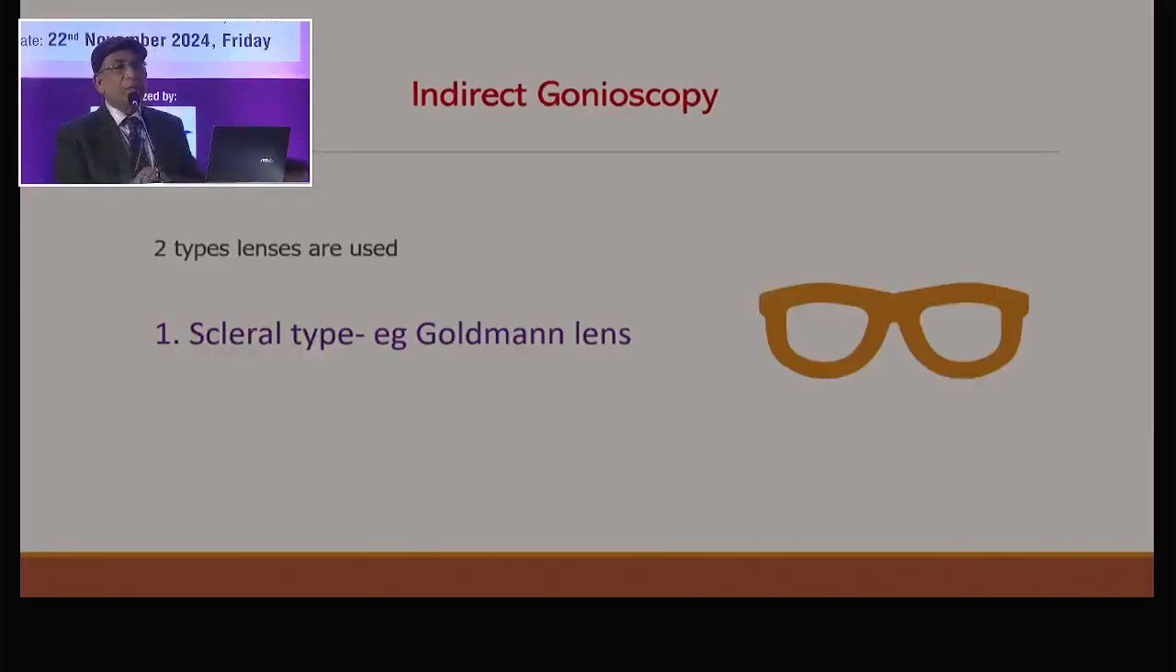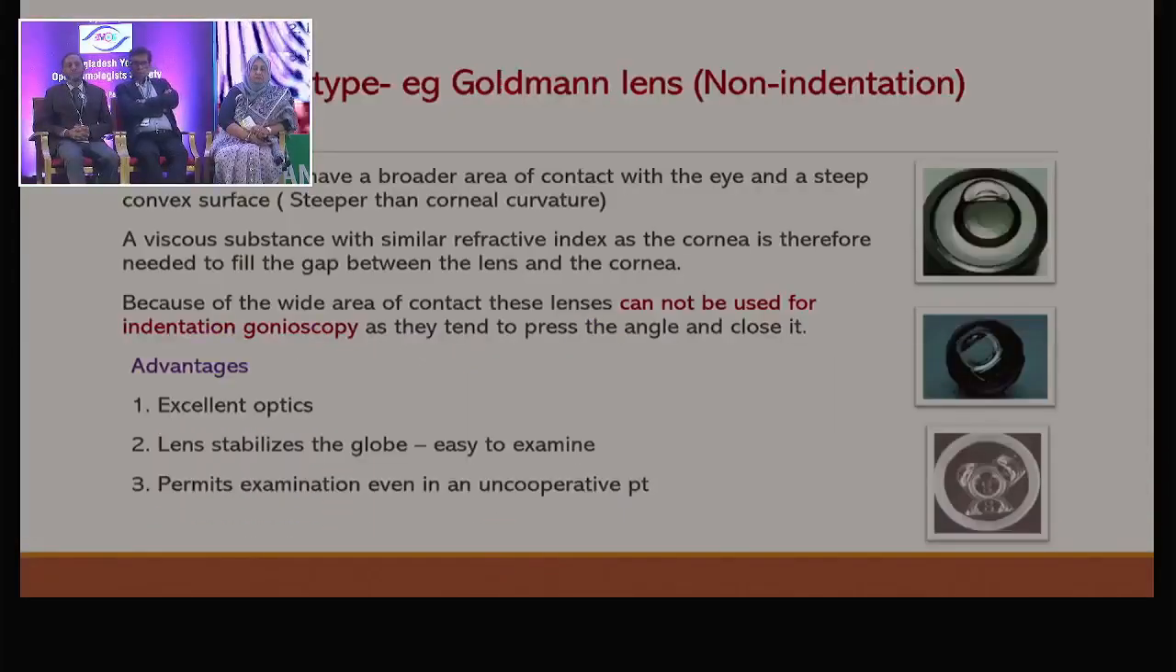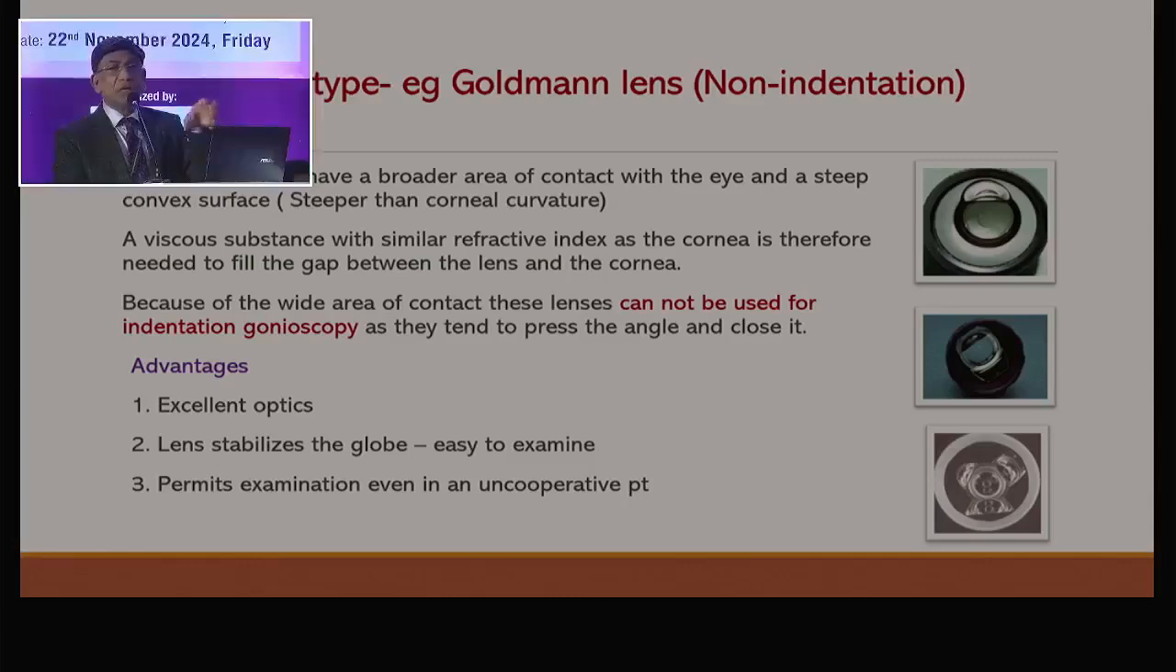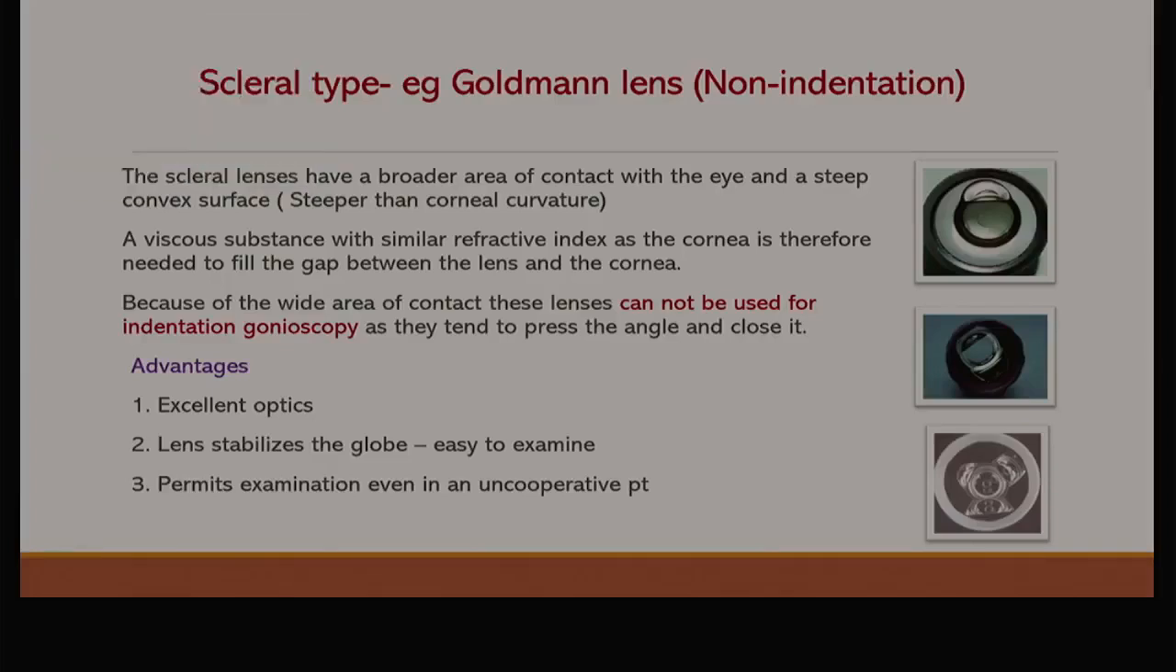Now, what kind of lenses do we use? Mainly two types. One is a scleral type, another is corneal type. The advantage of the scleral type is that it is very easy. The beginner surgeon can start gonioscopy practice with the scleral type, with a 1-mirror, 2-mirror, or 3-mirror gonioscope. We have very good quality gonioscopes like Latina and Magna View. The problem is you cannot do indentation with this.